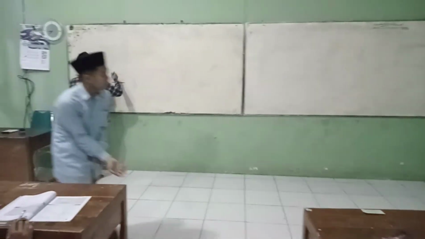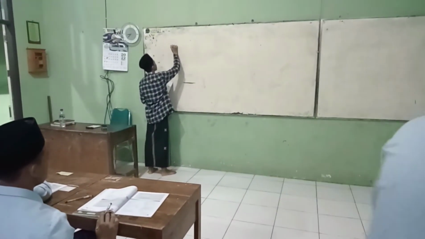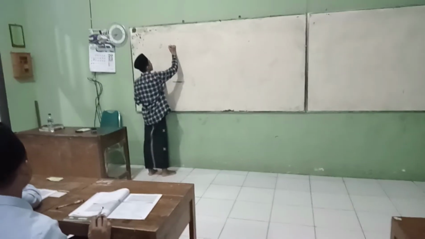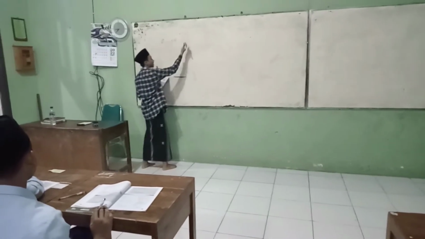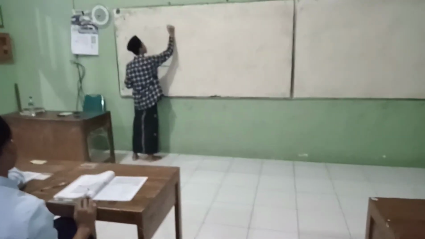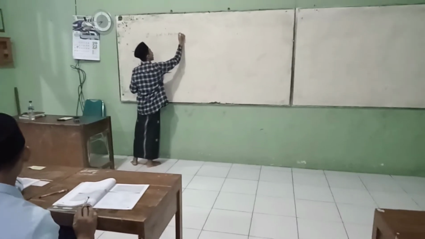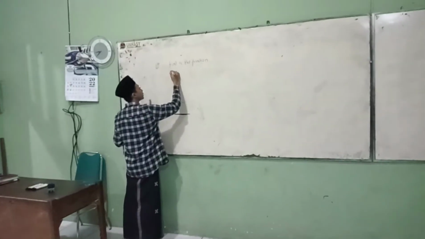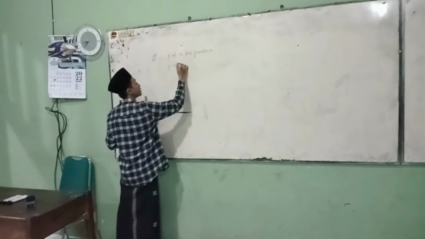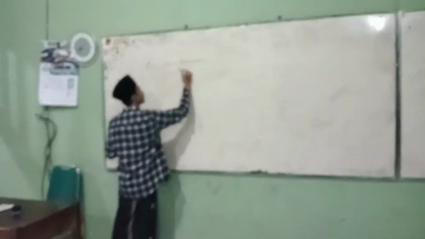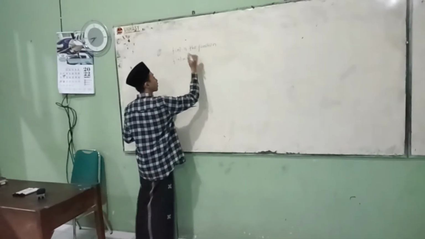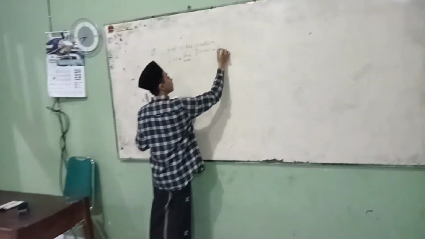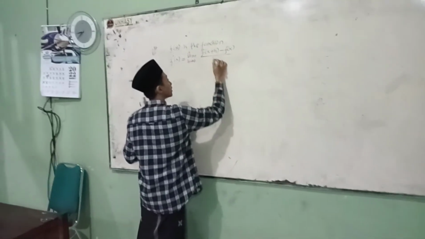Okay, I will review again. The first way, we have f of x is the function, and then we have the derivative function is equal to f prime of x is equal to the limit as h approaches 0 of f of x plus h minus f of x over h.